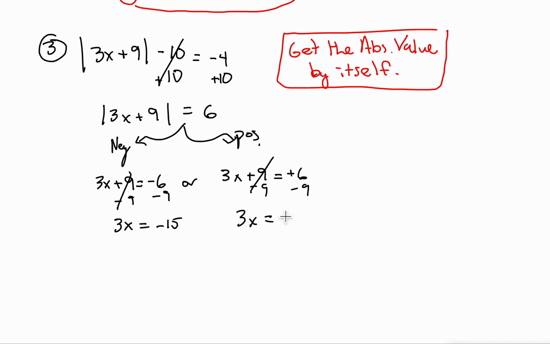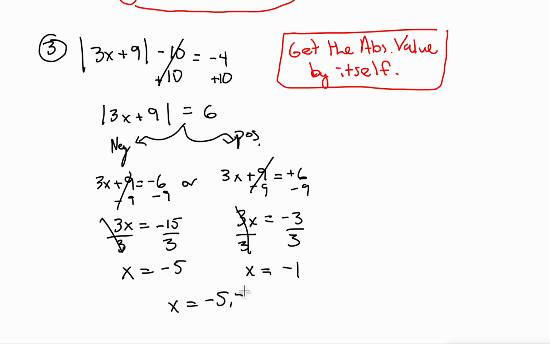3x equals negative 3. Divide both sides by 3 on both of them. Those 3's cancel out, so we're left with x equals negative 5 and x equals negative 1. So we've got our 2 points, our solutions, negative 5, comma, negative 1. And those are our solutions.